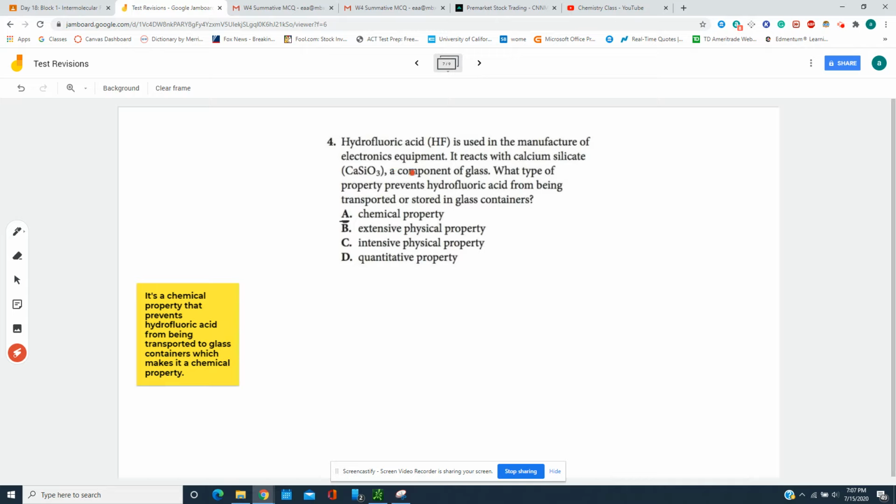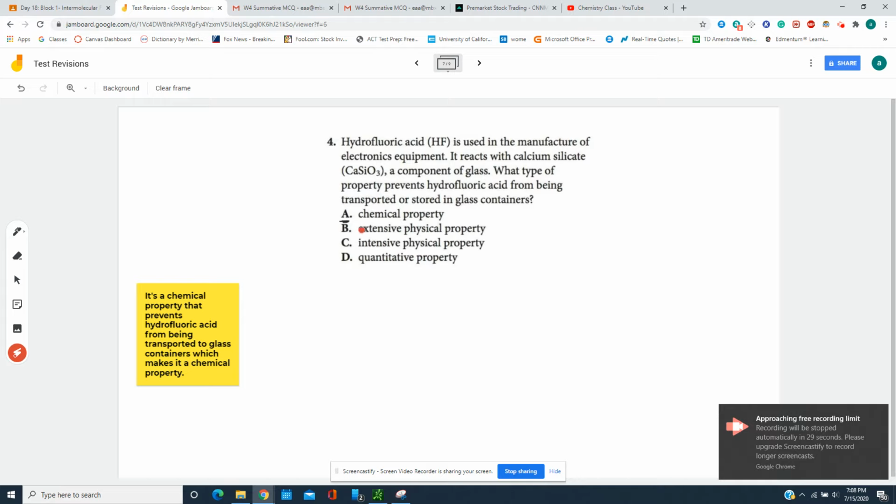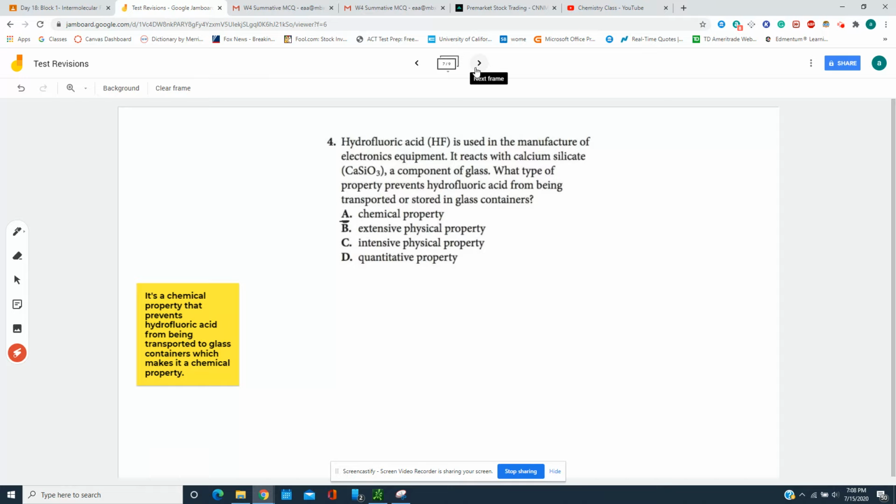Hydrofluoric acid is used in the manufacture of electronics equipment. It reacts with calcium silicate, a component of glass. Which type of property prevents hydrofluoric acid from being transported or stored in glass containers? So pretty much it can't be quantitative because that's the amount. Intensive is kind of hard to explain, but pretty much if it can't be stored in a glass container, and it's not because of quantity, then it pretty much has to be chemical, because it's the chemical property itself that's preventing it.